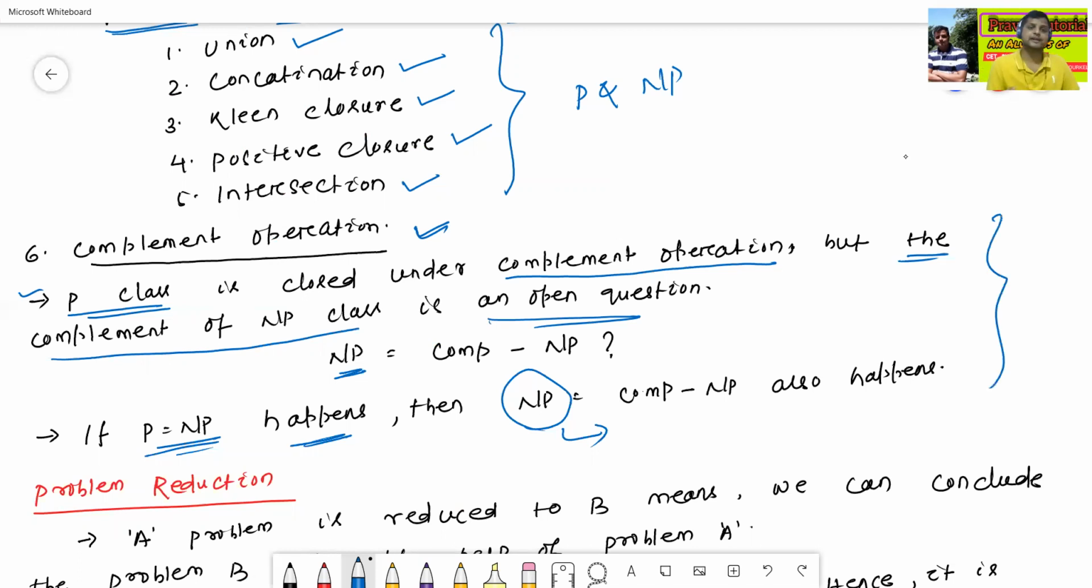So P and NP classes are closed under union, concatenation, intersection, positive closure, and Kleene closure. But the P class is closed under complement operation, while the complement of the NP class is always an open question.